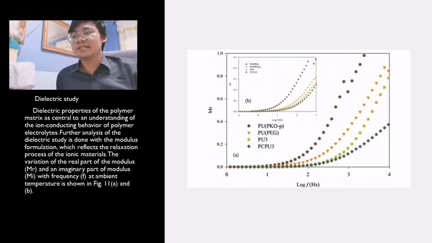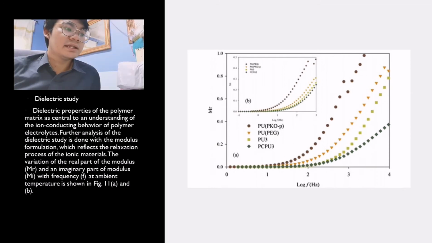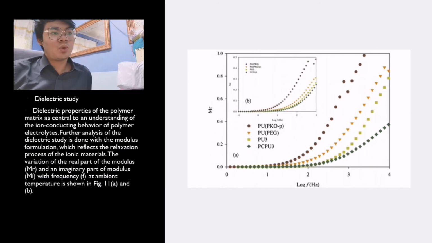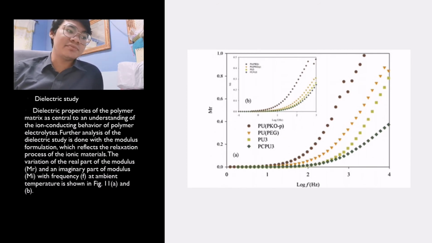The dielectric properties of a material can be measured in 2 parts, the first one is dielectric constant and the second one is dielectric loss. Dielectric constant is a measurement of the stored charge, while dielectric loss is the measurement of energy dissipation in a material. The real and imaginary part of the complex dielectric constant can be calculated using the equations shown.